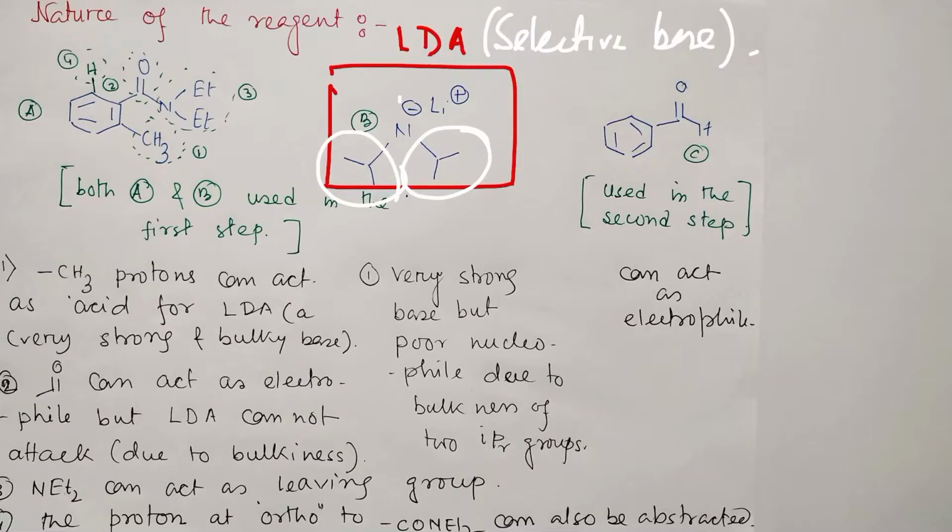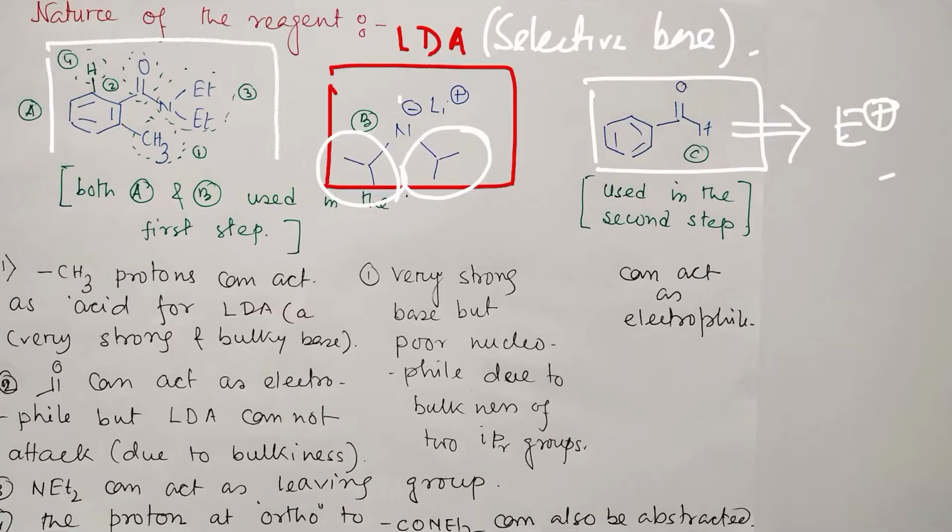And in the second step benzaldehyde was used, which can act as an electrophile. But the main interest is this molecule. This molecule has many functional groups. For example, this part is actually an amide part, but in amide what can happen? Nucleophilic addition. But we have used LDA, which is very bulky, so nucleophilic addition is not possible. So another point left, that is the acid, means LDA can act as a base. So if LDA acts as a base, which proton will it abstract?